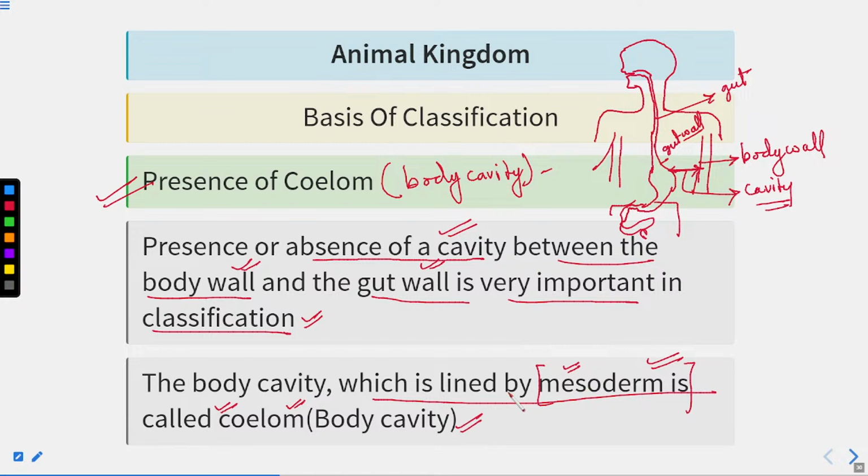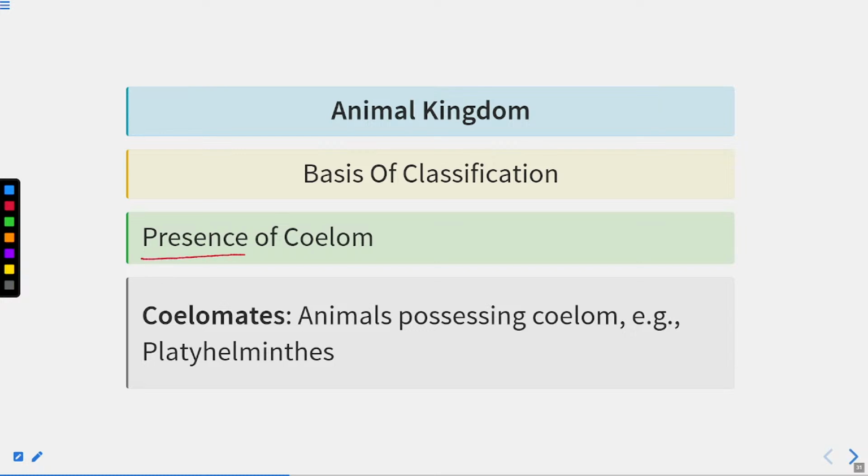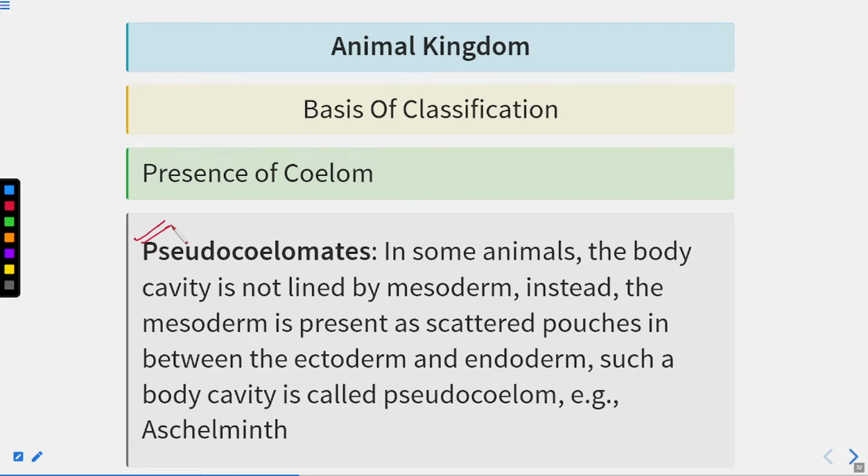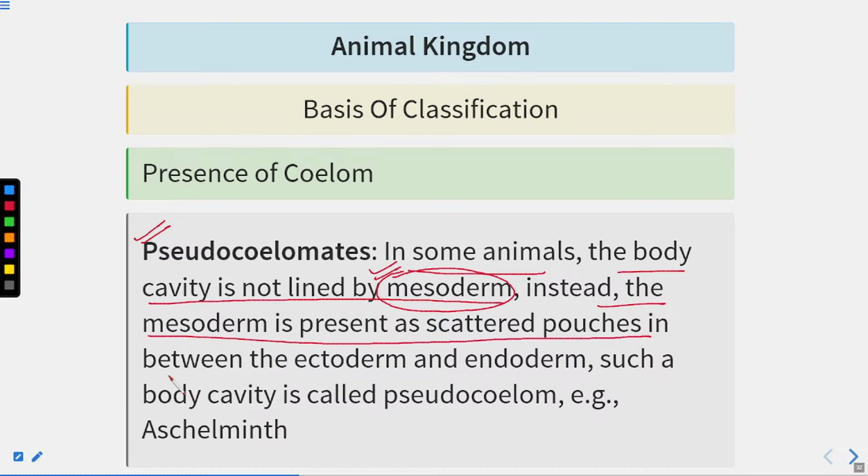So this is showing the body cavity. If the organism has a body cavity or coelom, it will be called coelomate, an animal possessing coelom. For example, platyhelminthes. Now there are also pseudocoelomates. In some animals, the body cavity is not lined by the mesoderm. Instead, the mesoderm is present as scattered pouches in between the ectoderm and endoderm. Such a body cavity is called pseudocoelom.